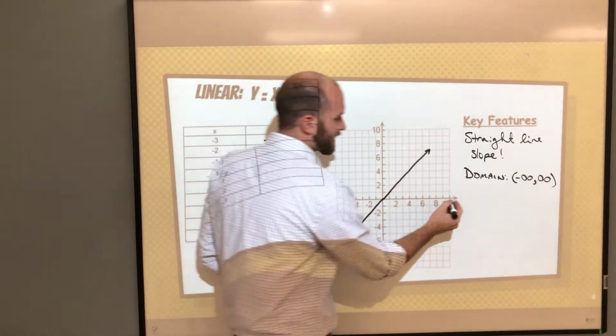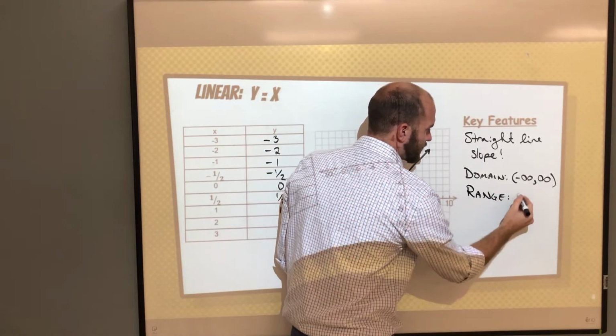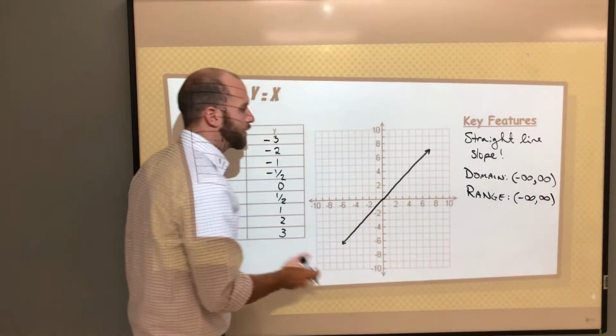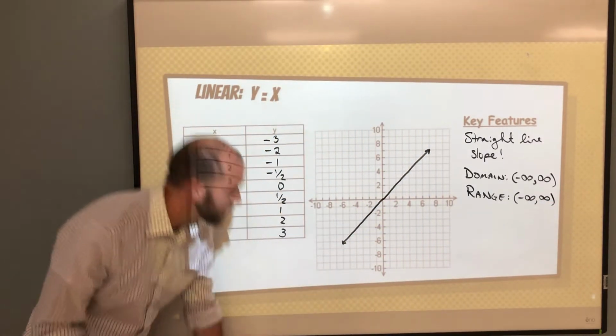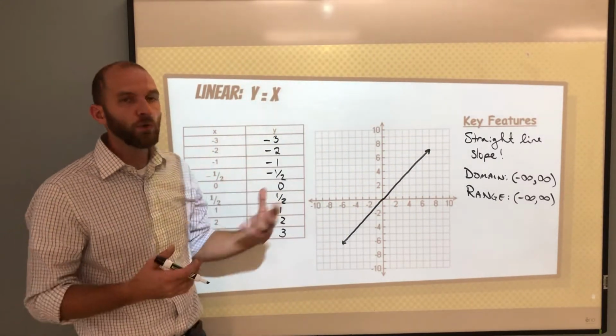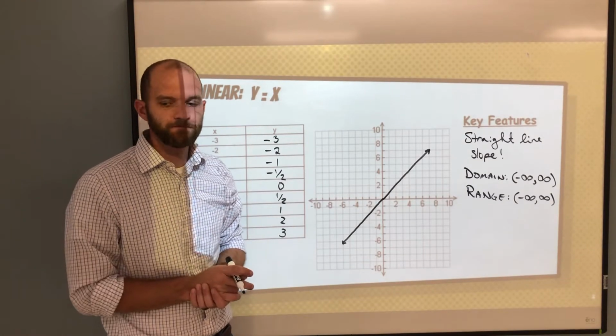On the range, we see the same thing happening. We see all the numbers from -infinity to +infinity as possibilities on this graph, right? This is going to keep going down forever. That's going to keep going up forever. So the domain and the range are just both -infinity to +infinity. A little bit different from our constant function.